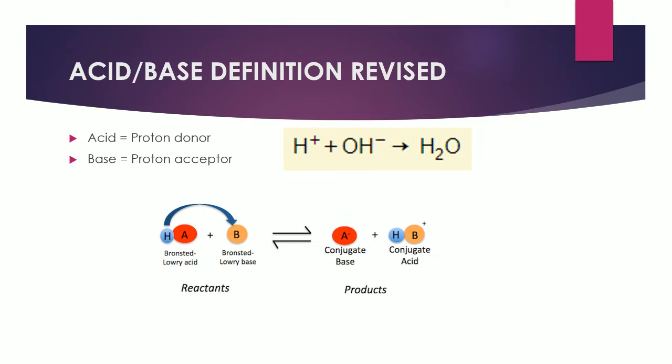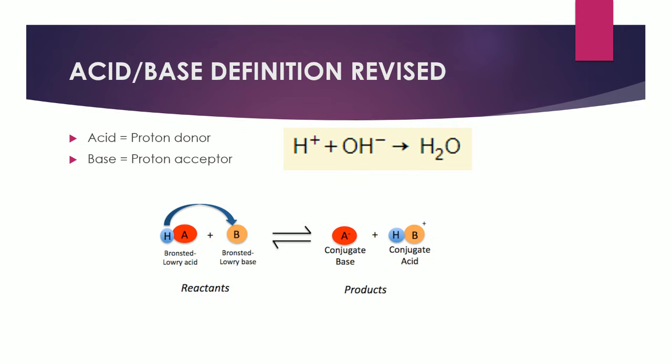So we defined an acid previously as something that releases hydrogen ions in solution, and a base as a chemical that releases hydroxide ions in aqueous solution. So we're going to revise that definition a little bit. There's a couple of definitions. The first definition that we looked at before is the main one, but here is the second definition, and Cambridge also wants you to understand this.